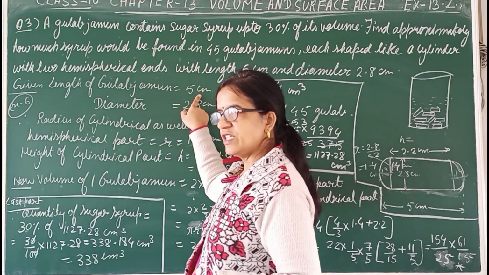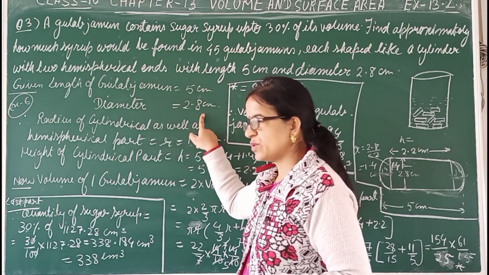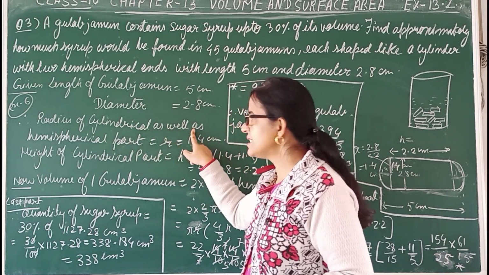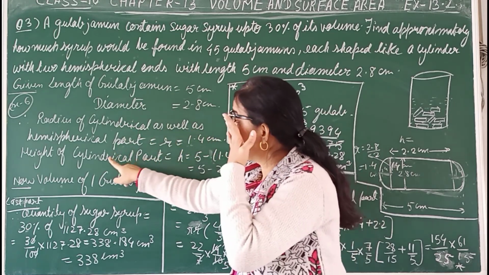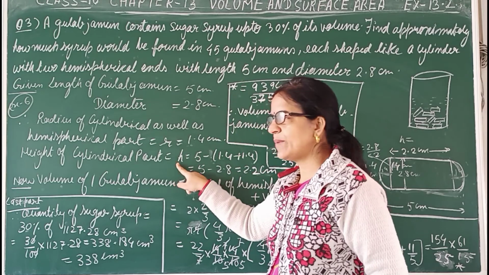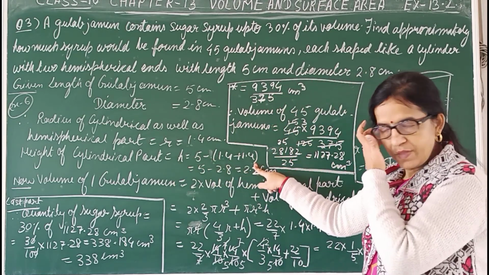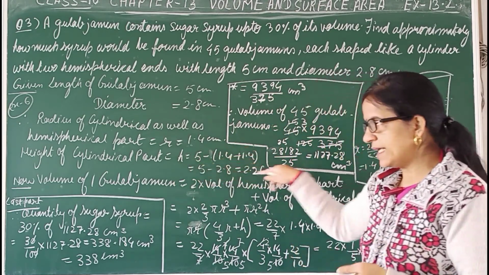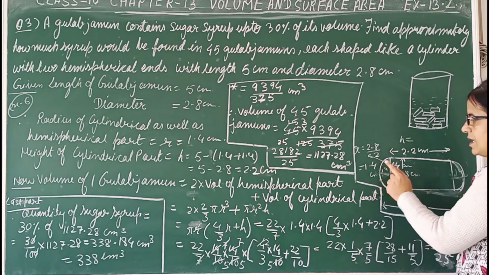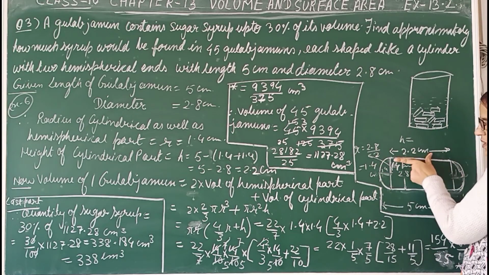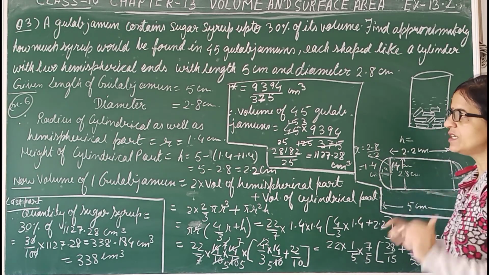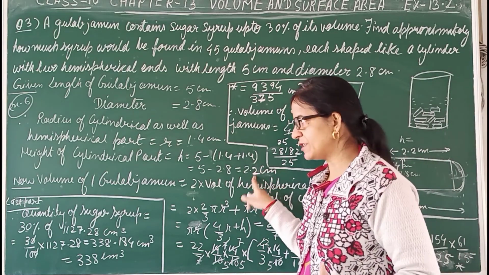Length of the gulab jamun is 5. Diameter is 2.8. Therefore radius will be 1.4. Now therefore the height of the cylindrical part. This only you have to understand, children. So the height or the length of the cylindrical part is total length minus (1.4 plus 1.4), that is 5 minus 2.8 cm, that is 2.2 cm.